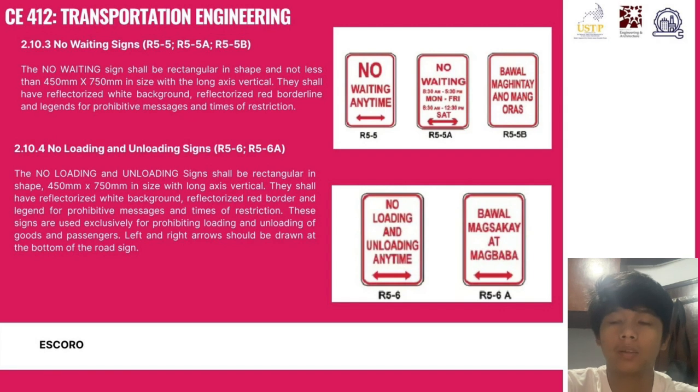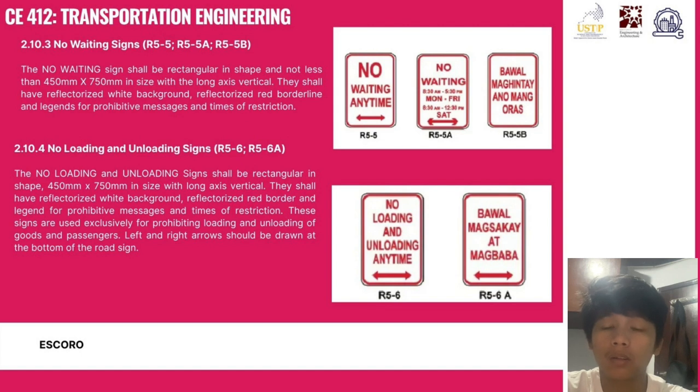So for 2.10.3, the no waiting signs. The no waiting sign shall be rectangular in shape and not less than 450 by 750 mm in size with the long axis vertical. They shall have reflectorized white background, reflectorized red borderline, and legends for prohibitive messages and time for restriction. Next is the no loading and unloading signs.